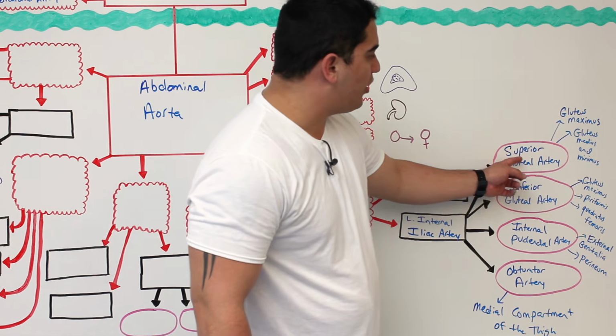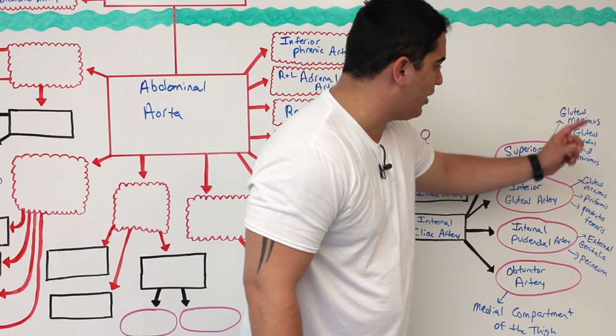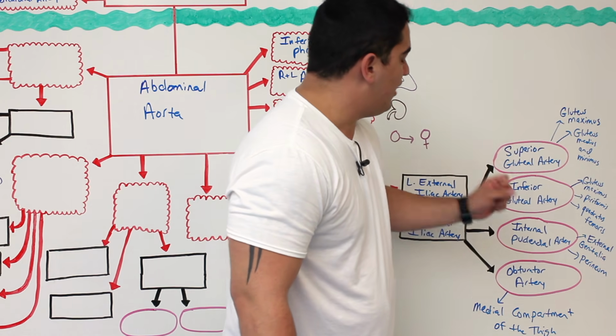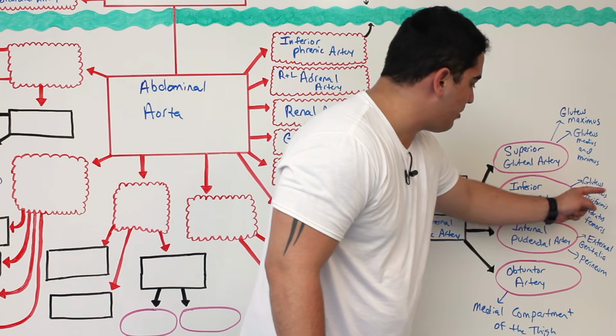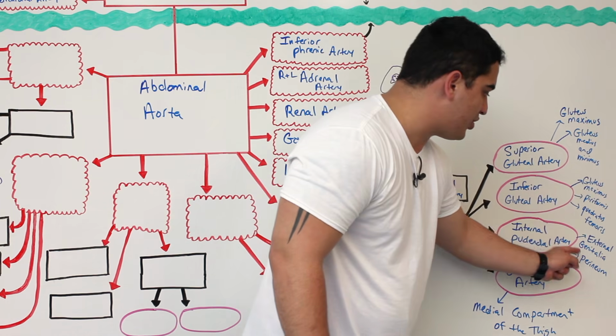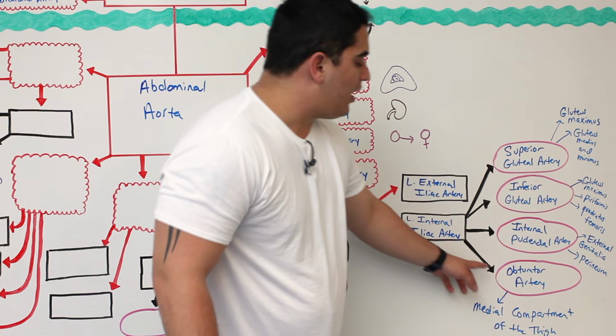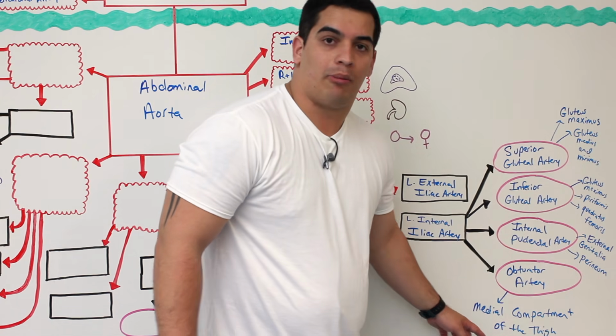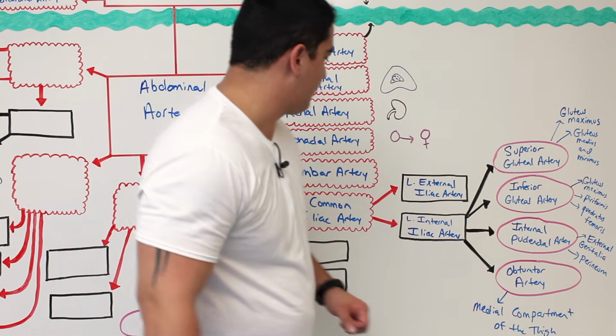And that gives way to the superior gluteal artery, which supplies the gluteus maximus, the gluteus medius, and the gluteus minimus. The inferior gluteal artery, which supplies the gluteus maximus, the piriformis, and the quadratus femoris. The internal pudendal, which supplies a lot of the external genitalia and the perineum. And then you have the obturator artery, which is supplying the medial compartment of the thigh. Okay, so some of the adductor muscles.